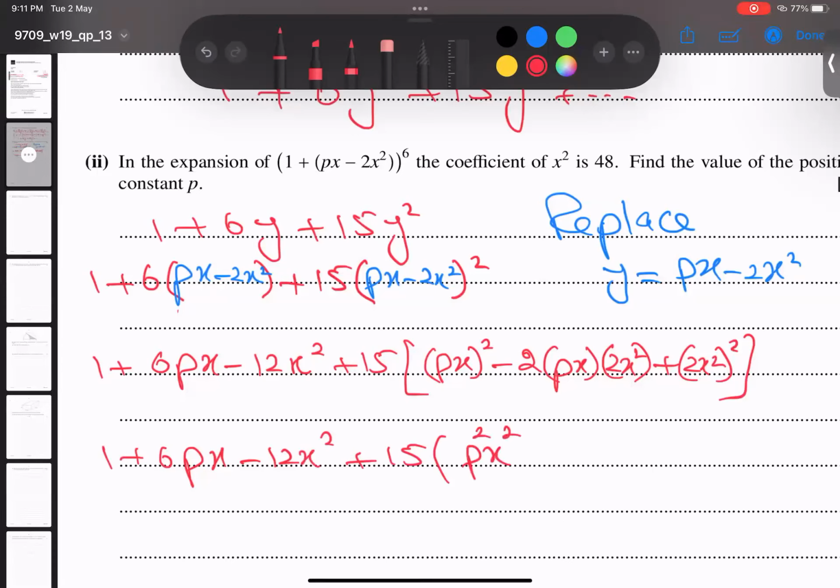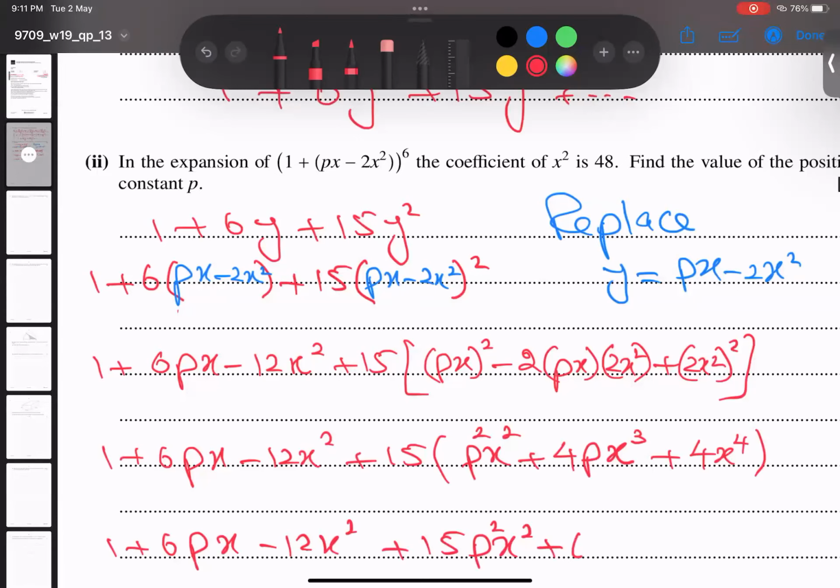So p squared x squared, because square of p and square of x. Here, 2 2s are 4, 4 into p, 4p comes alone, and x into x squared becomes x cube. 4x to power 4, and I believe you're understanding gradually. Let's expand, then inshallah we'll see how we can proceed onwards. 15 fours are 60, px to the power 3, again 60x to the power 4.